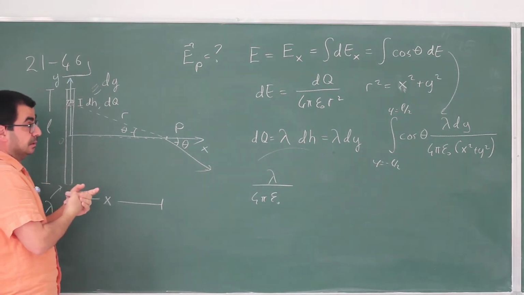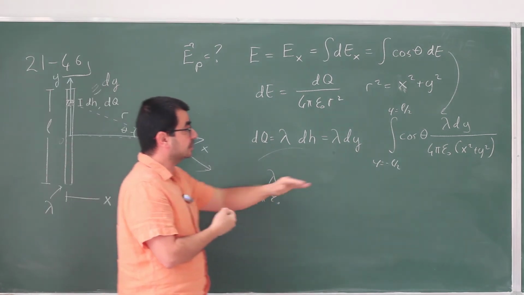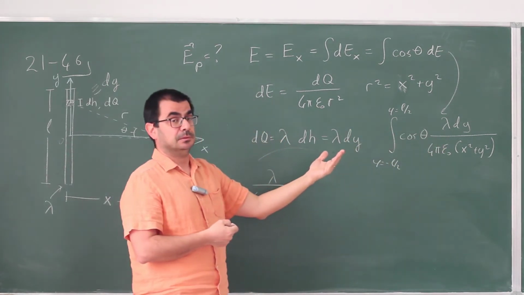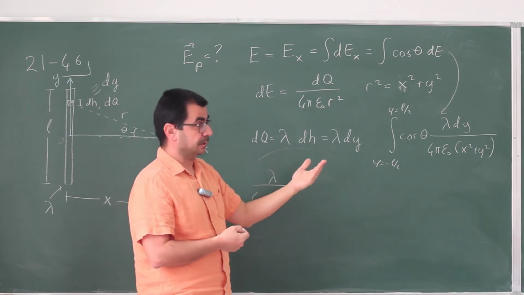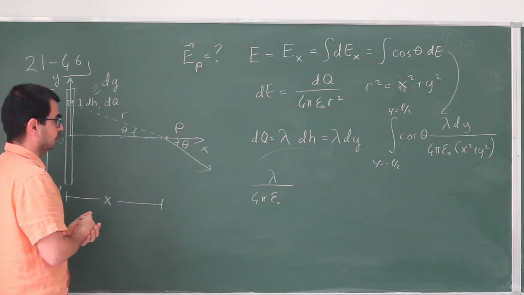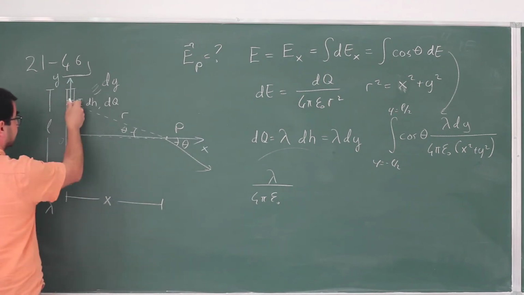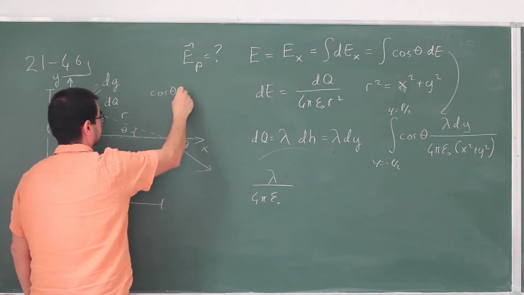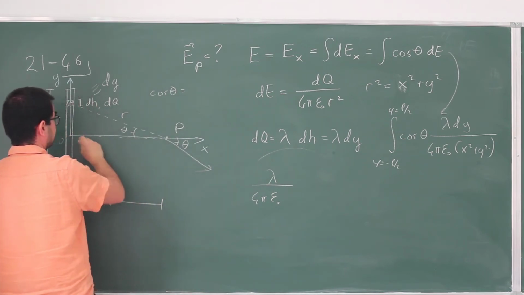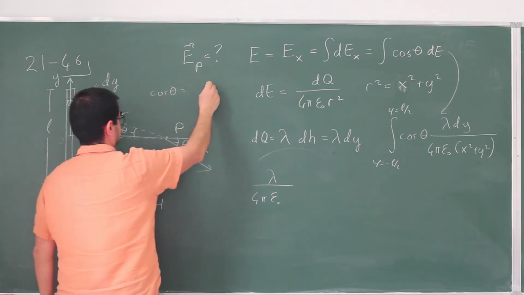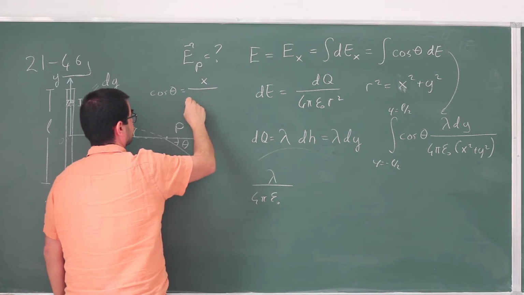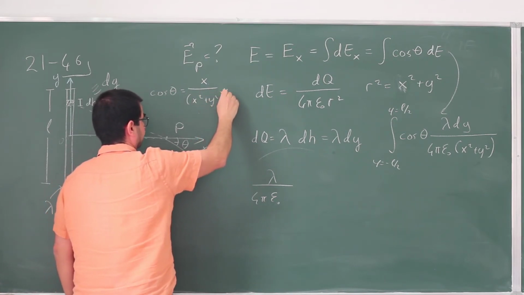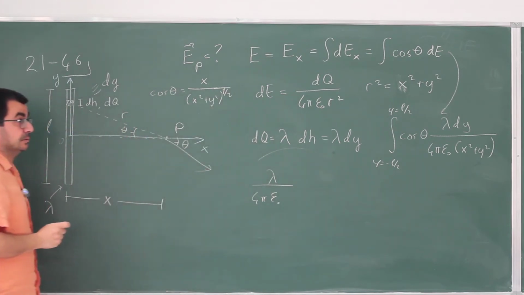So I can take the cosine theta out, which means that I need to express this in terms of y, so I can actually take the integral. Otherwise, I can't take the integral. And now, that's not too hard to do. That cosine theta, if you look at this right triangle, is going to be adjacent over the hypotenuse. So adjacent is x, over the hypotenuse is x squared plus y squared to a half. Okay, so you can write it this way.